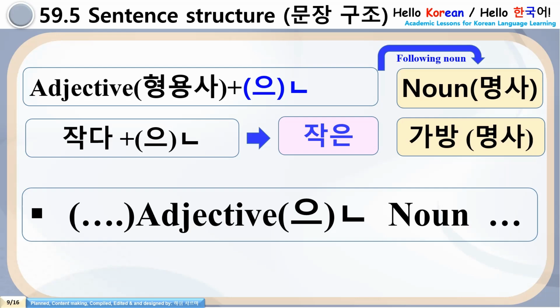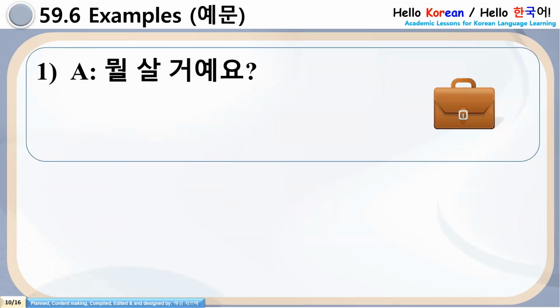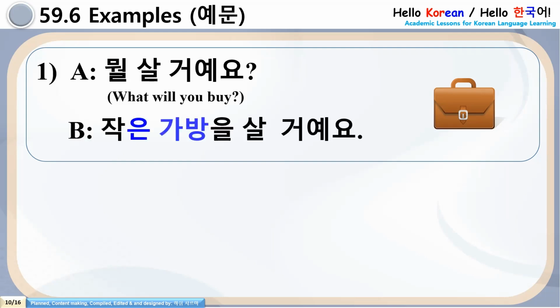Clear, everyone? Next point is about the examples. See number 1. A: Mo sal koeo. B replied, chagan khabangal sal koeo. So where is this grammar? Yes, in the chakta. Chagan khabang meaning is small bag.